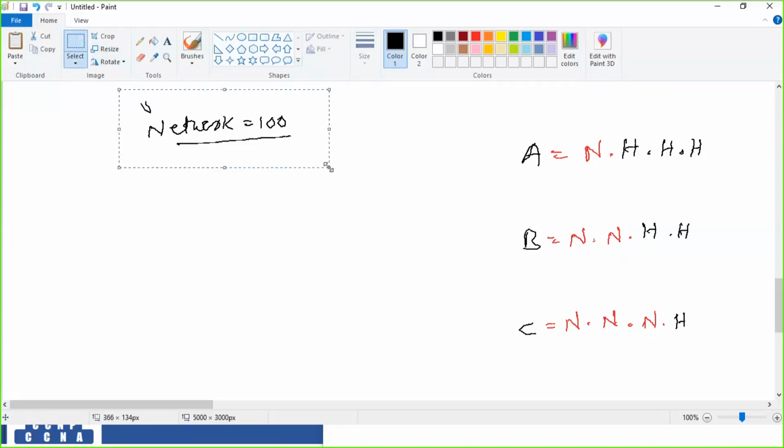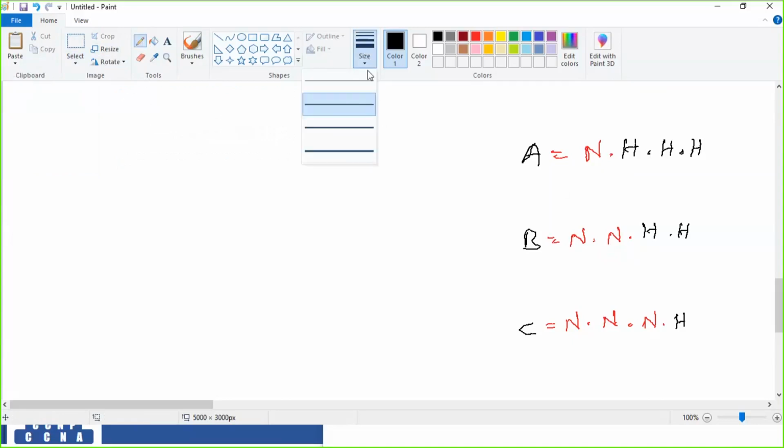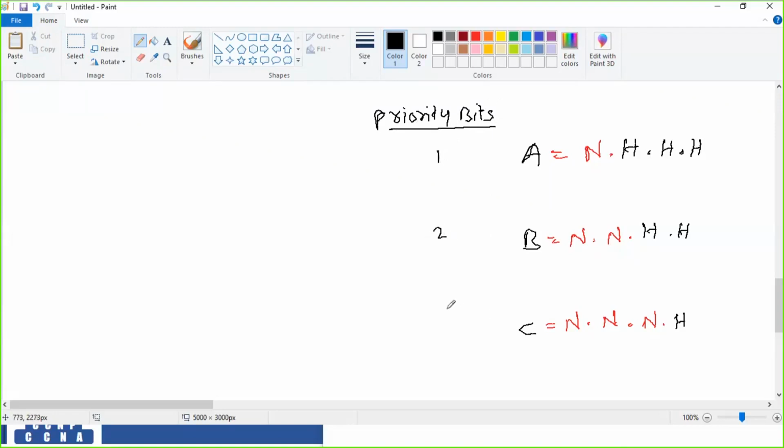Similarly, how many hosts in A, B and C. Remember the priority bits. For class A, how many bits are priority bits? 1 bit, which is 0. For class B, 2 bits, which is 10. For class C, 3 bits, which is 110.